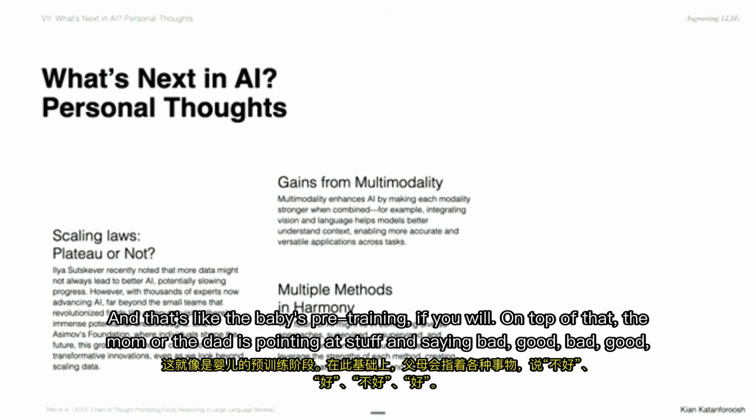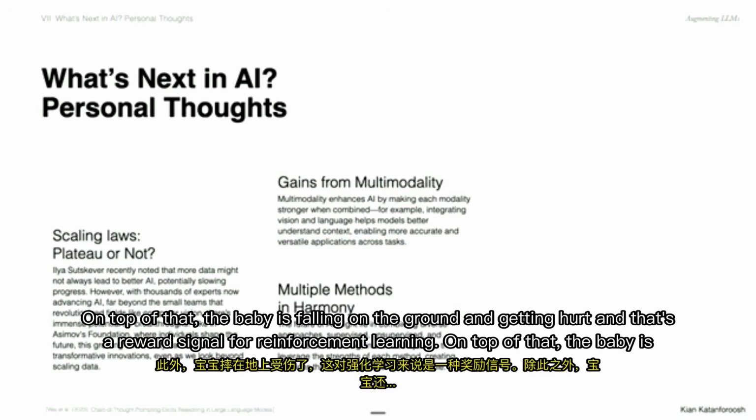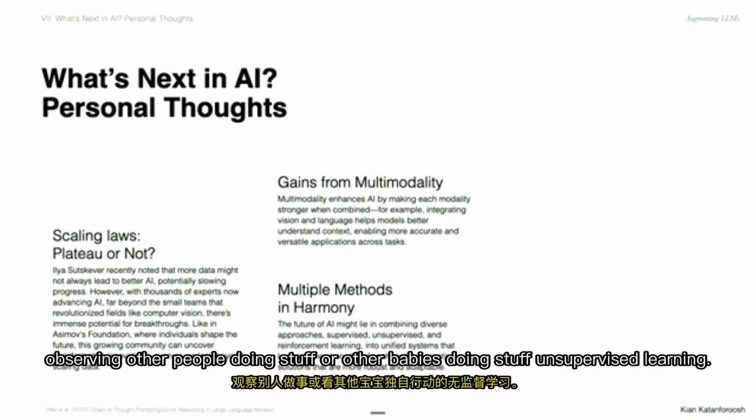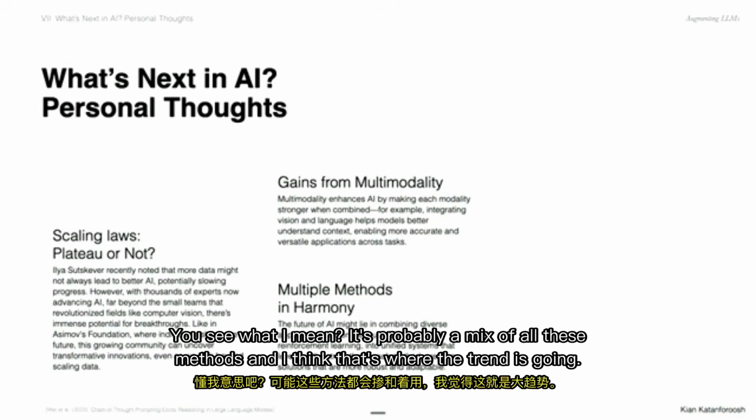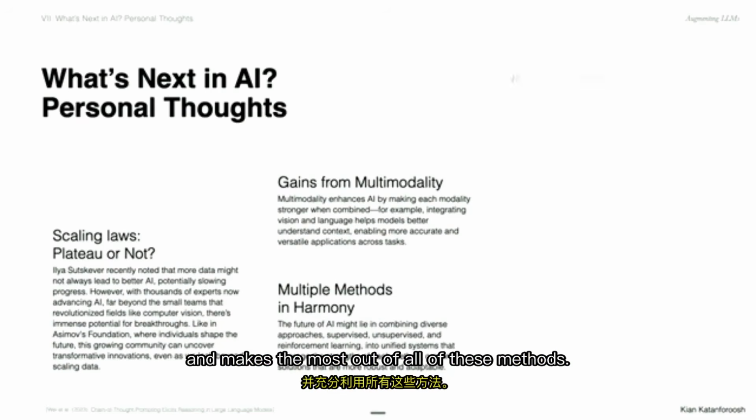On top of that, the mom or the dad is pointing at stuff and saying bad, good: supervised learning. On top of that, the baby's falling on the ground and getting hurt, and that's a reward signal for reinforcement learning. On top of that, the baby's observing other people doing stuff, or other babies doing stuff: unsupervised learning. You see what I mean? We're probably a mix of all these methods, and I think that's where the trend is going, where those methods that you've seen in CS230 come together in order to build an AI system that learns fast, is low latency, is cheap, energy efficient, and makes the most out of all of these methods.